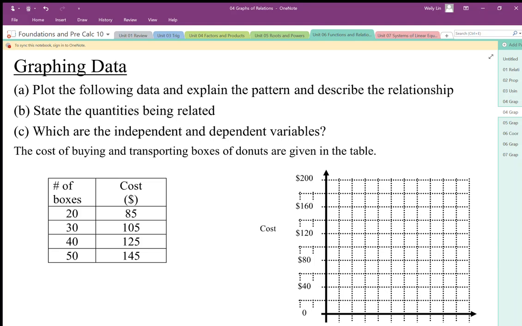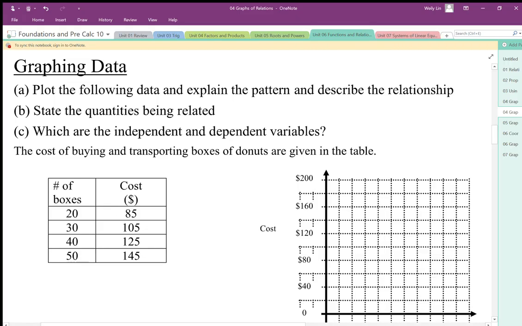We want to be able to graph data because graphing allows us to compare the dependent and independent variables, or the x and y, or the quantities being related to each other, and see a visual relationship. This visual relationship allows us to interpret lots about the relationship or the graph. So when we're graphing, it's important to know which is our independent and dependent variable.